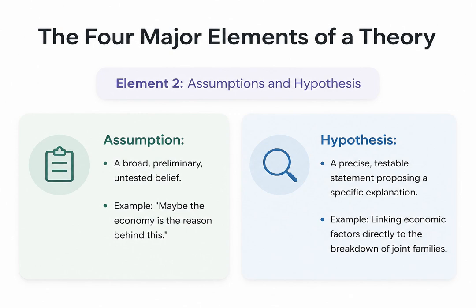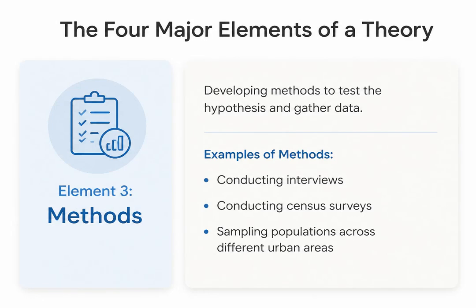From that broad assumption, you formulate a hypothesis. A hypothesis is a precise, testable statement derived from your hunch. It specifically proposes how economic factors dictate the breakdown of joint families, setting you up for the next step of research. The third element is methods.